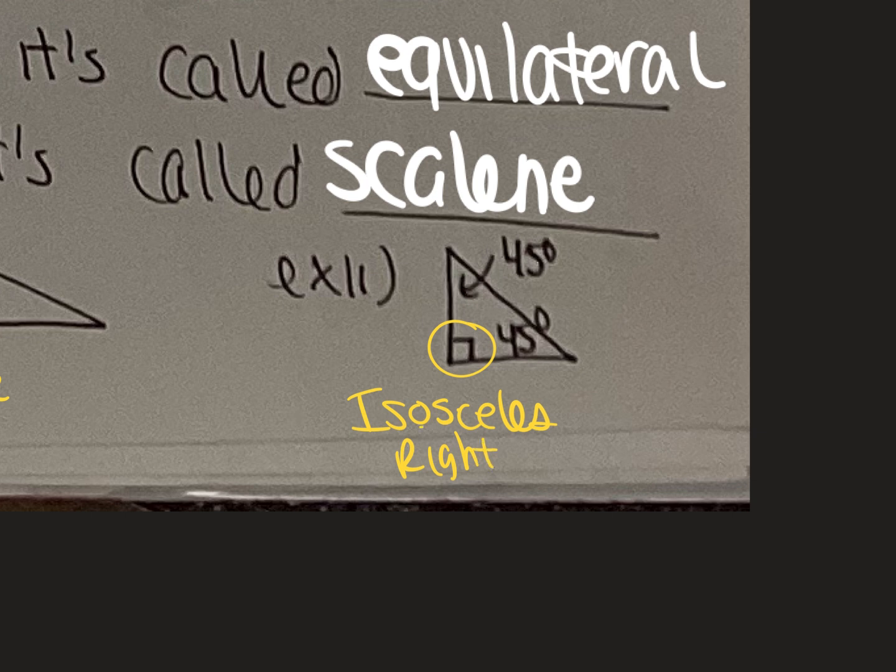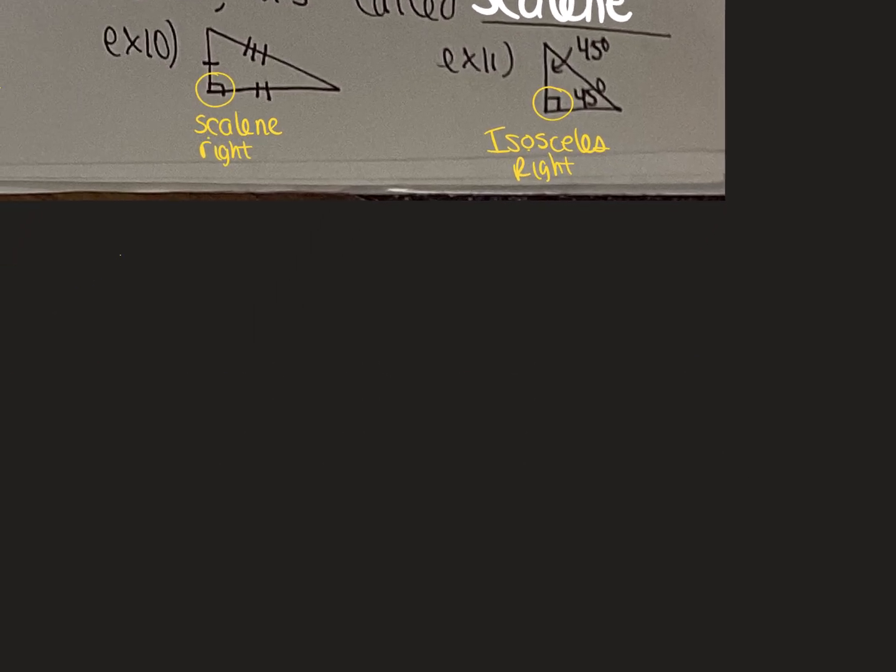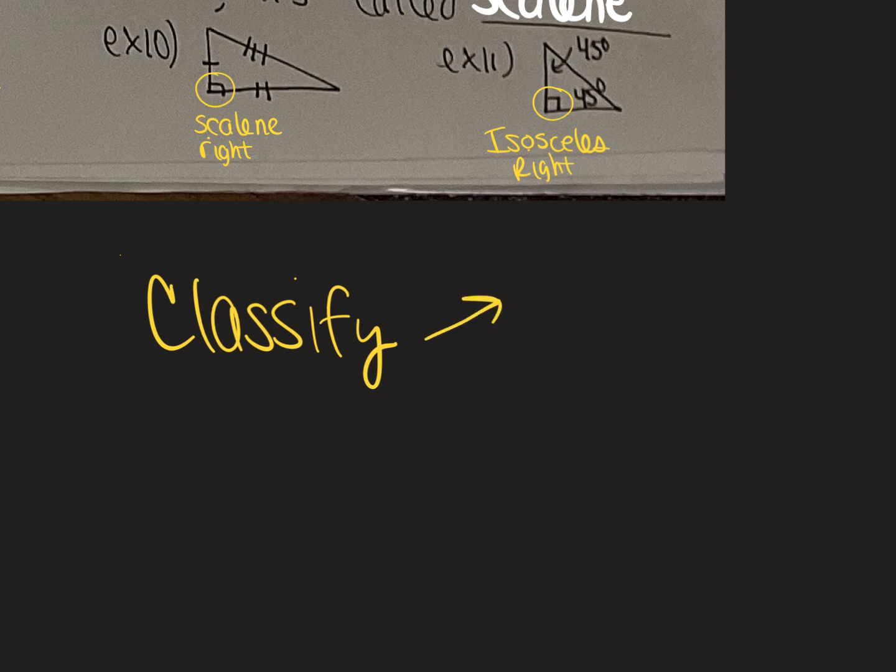Okay, so a lot of these, I'm looking at your homework, they want 2 names whenever they ask you to classify. So the word classify is code for give me a vocabulary word that describes it, and they want 2. They want a word based off of its sides and a word based off of its angles. So I'm looking at the homework, and every time it says classify, give me 2 answers.